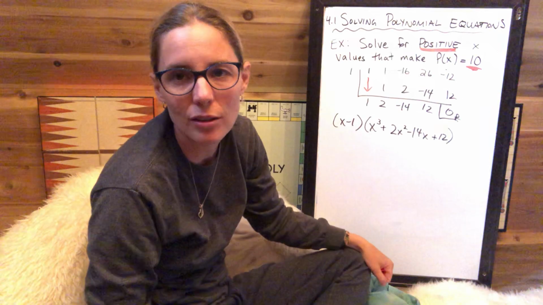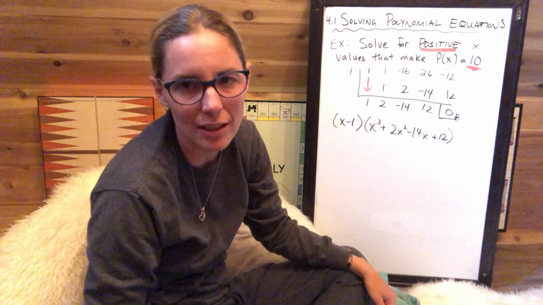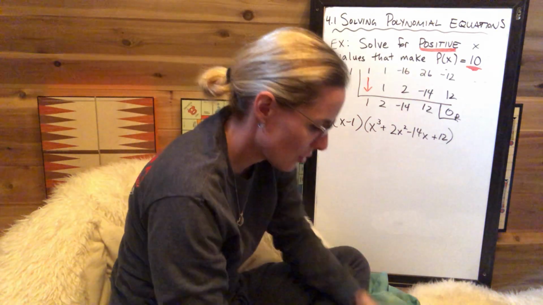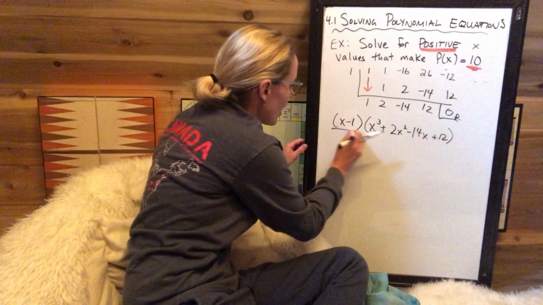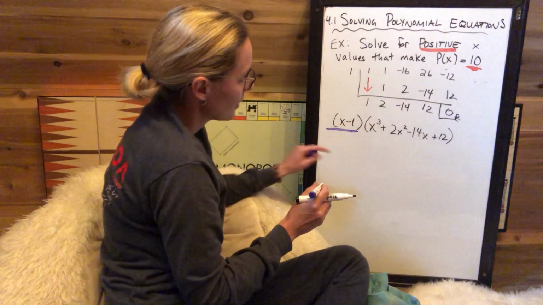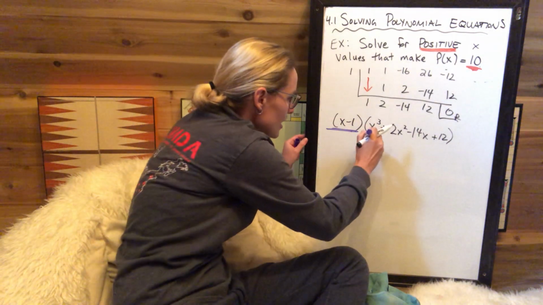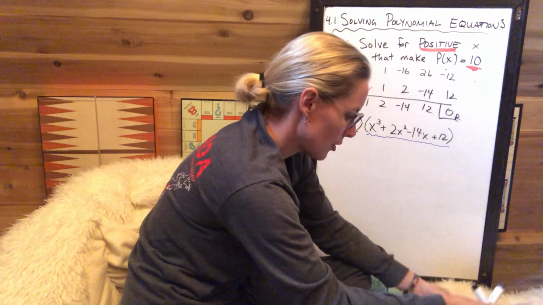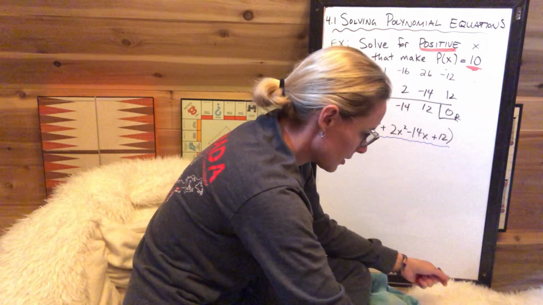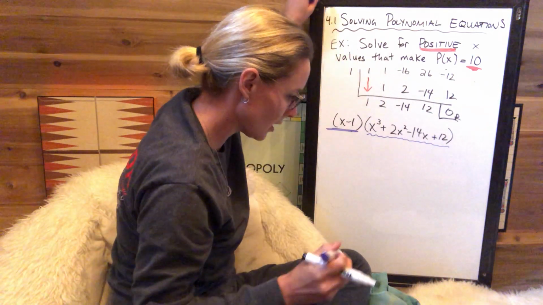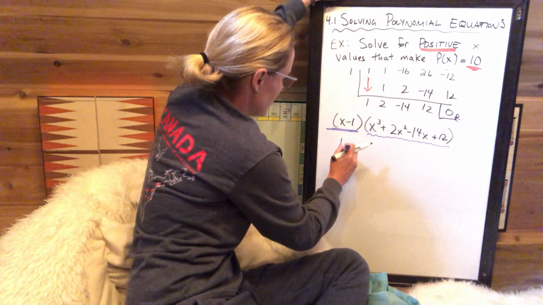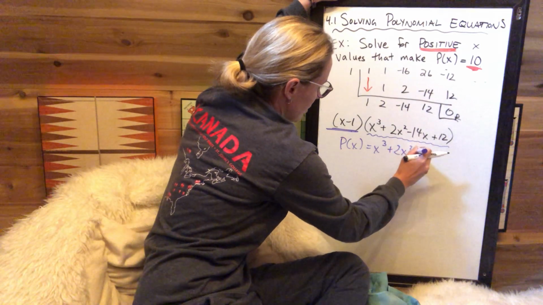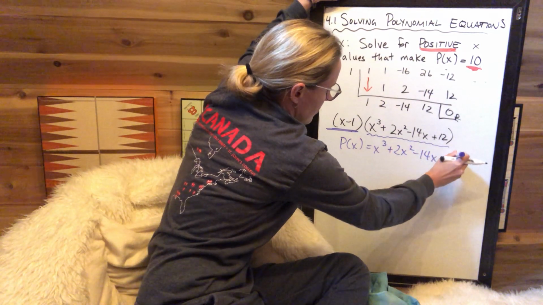Well, guess what? We still have a cubic. We have to get it down to a quadratic. So we have to do synthetic division again on this. So temporarily I'm saying, okay, I know this is a factor. Keep that in mind. And now I'm calling this new thing another p of x, basically. If I call it another p of x, it will help things go a little bit faster. So now I have my next thing, p of x is x cubed plus 2x squared minus 14x plus 12.